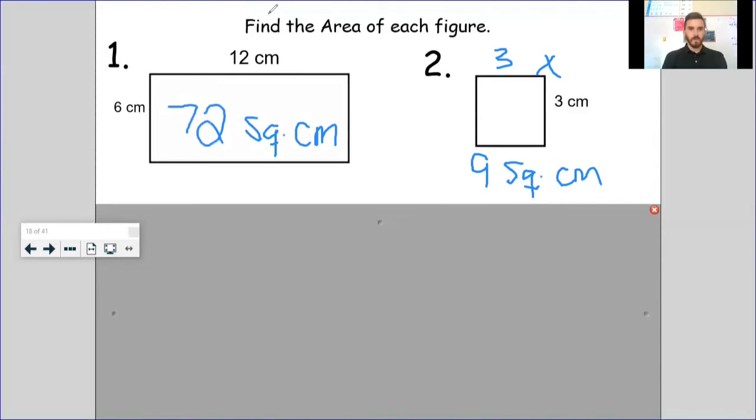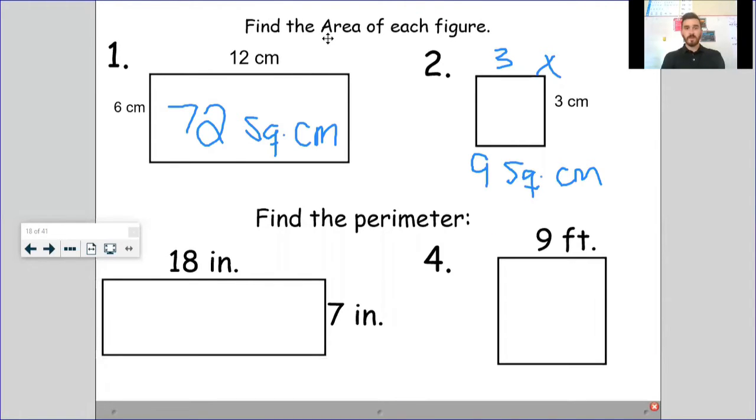And if I lower this curtain down, I've got 2 more shapes. Only thing different here is now I'm finding the perimeter. So again, opposite sides are equal. You just got to label them. If I got 18 at the top, I can go ahead and put 18 at the bottom, 7 on the right, 7 on the left. Same deal for this square over here. If I've got a square, if I put 9 at the top, I can put 9 at the bottom, 9 for all sides. And then again, I can just go side plus side plus side plus side.